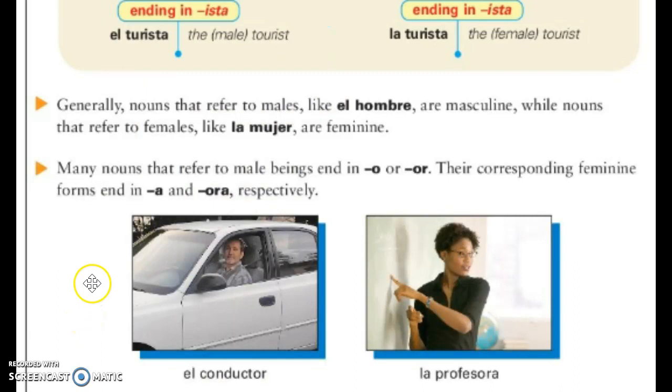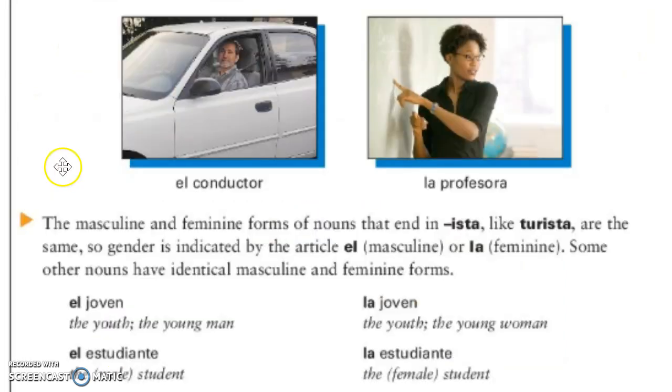And a general rule of thumb is that nouns referring to males, for instance, el hombre, are masculine, while nouns that refer to females, like la mujer, are feminine. So their definite article is going to be el or la. And many nouns that refer to males are going to end in o or or. Their corresponding feminine endings, like we've mentioned before, are a or ora. The masculine and feminine forms of nouns that end in ista, like turista, are the same, and we've already gone through that, but here are just some more examples.